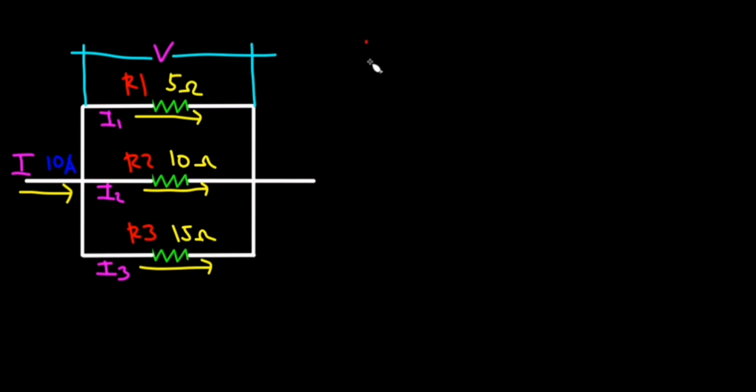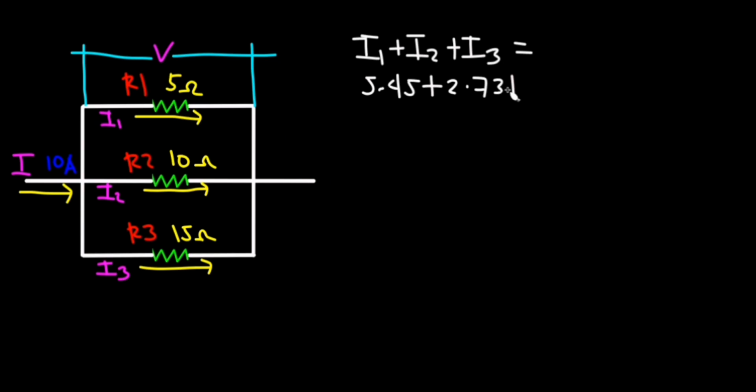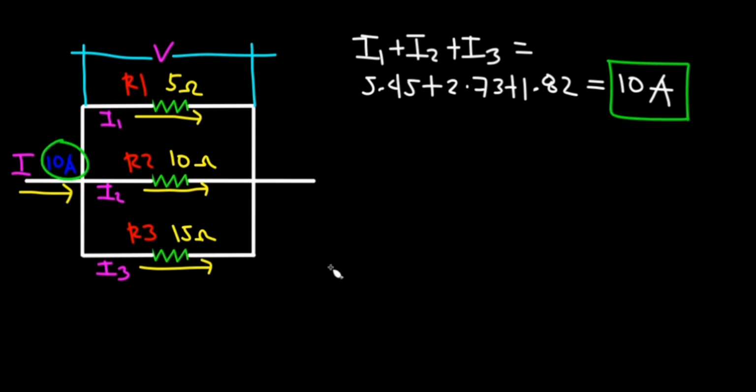Again to check it, I1 plus I2 plus I3. So 5.45 plus 2.73 plus 1.82 is equal to 10 amperes, which proves our answer is correct. So that's how we solve a circuit using the current divider formula.